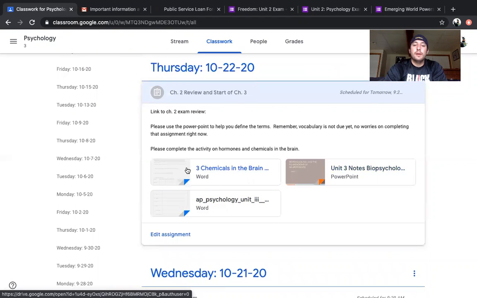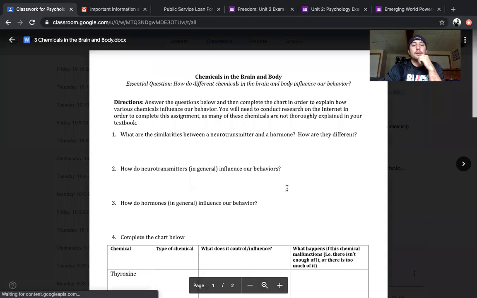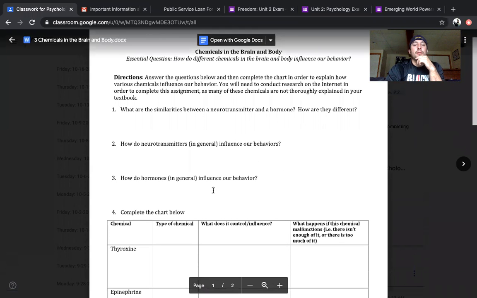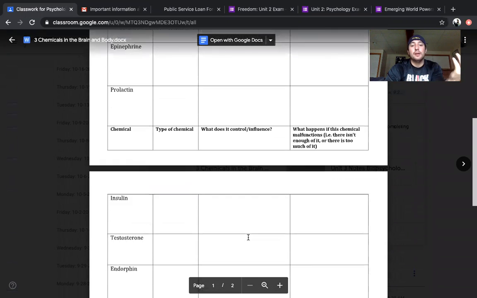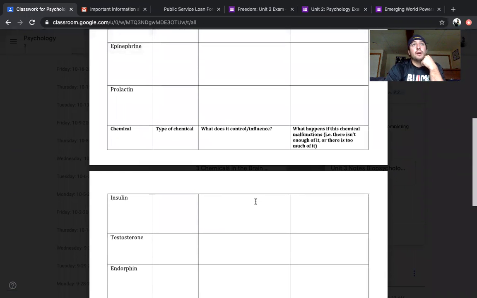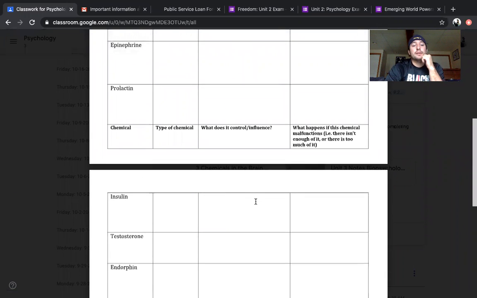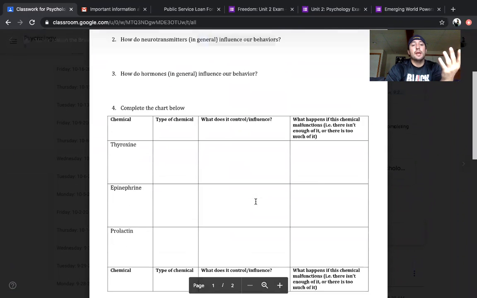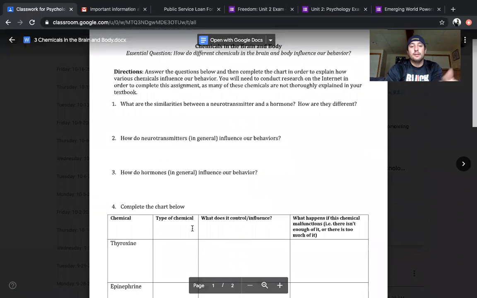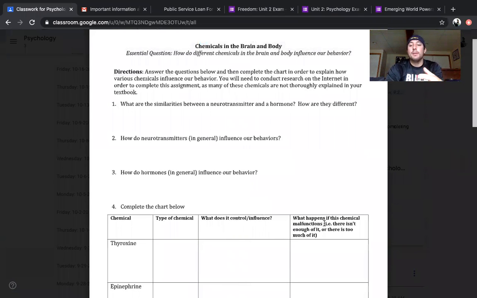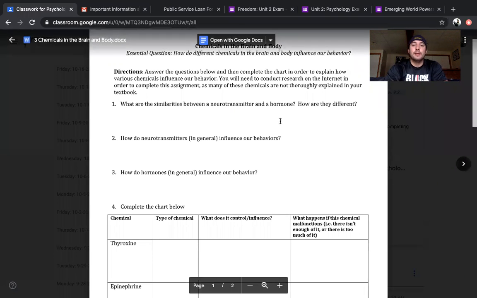And then finally, we have the activity I'd like you to do. So there's chemicals in the brain, the hormones. Just answer these questions here. Complete the chart. You're going to need to use your iPad, obviously, to search some of these different types of chemicals in the brain and how they relate: type of chemical, what it controls or influences, what happens if this chemical malfunctions. I'd like you guys to complete that. Use your textbook, use the internet, use the PowerPoint as much as you can to complete this activity.